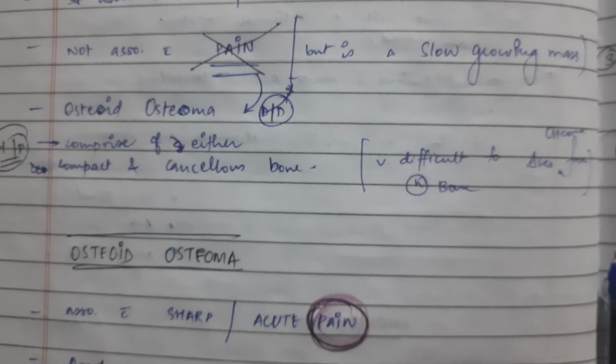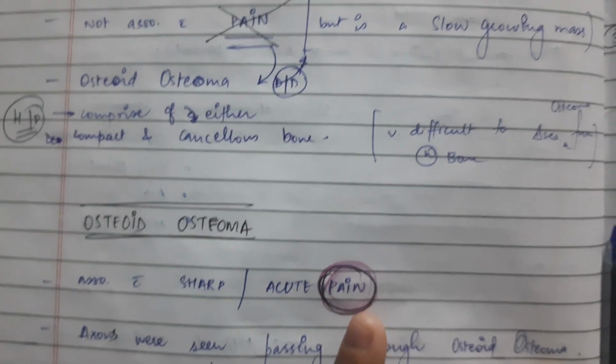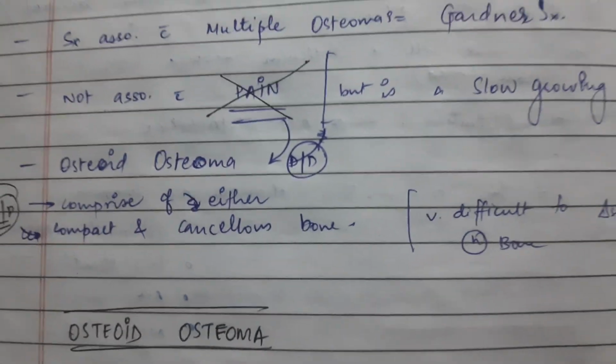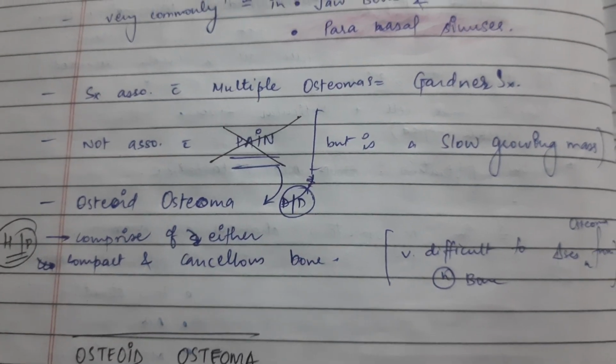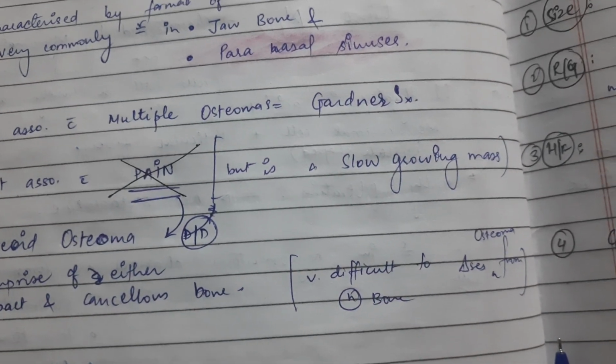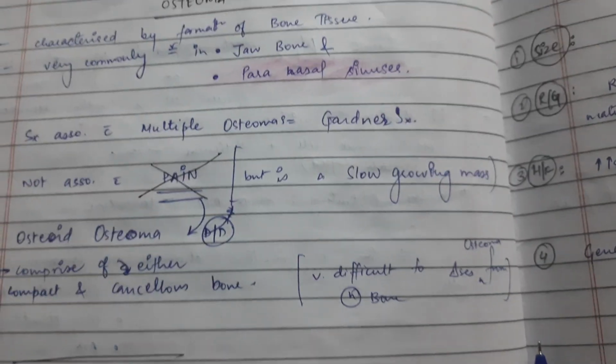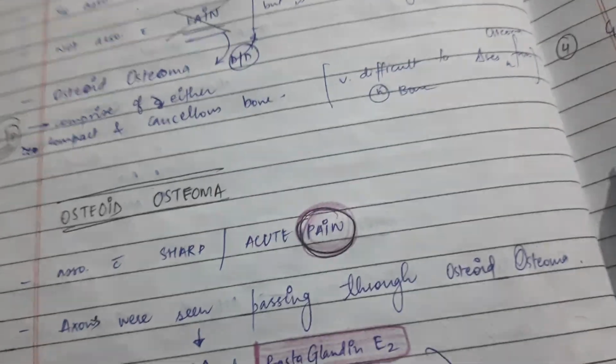Osteoid osteoma is the differential diagnosis, because in osteoid osteoma pain is present. Histopathology of osteoma is comprised of either compact or cancellous bone. It is very difficult to diagnose osteoma from normal bone.